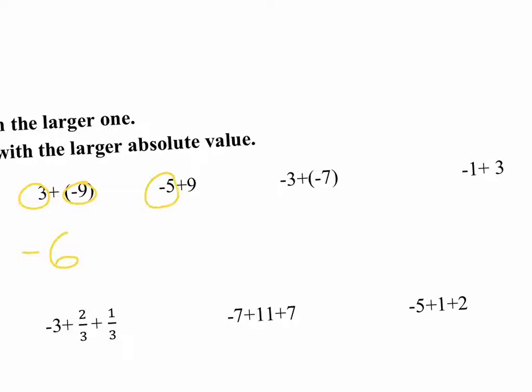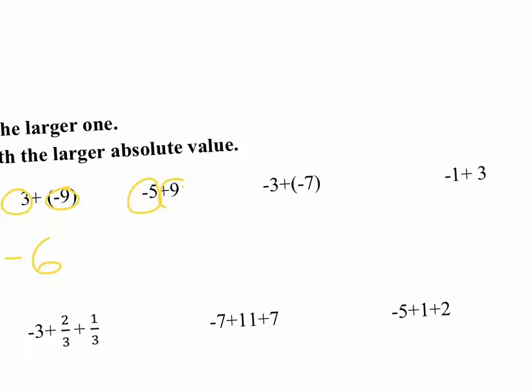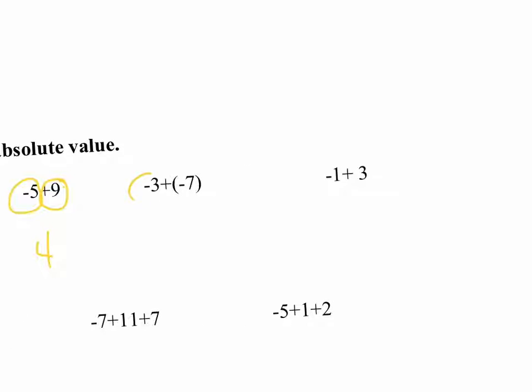Okay, we have -5, +9, opposite signs, so we subtract. So 9 minus 5 is 4. 9 is bigger and it's positive, so I keep it positive. -3, -7, same signs, combine. So we get 3, 7, we combine them, and we get 10, keep the sign.